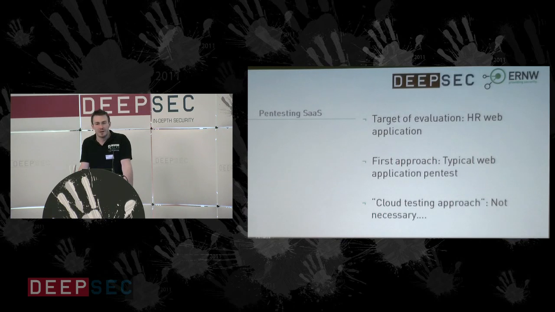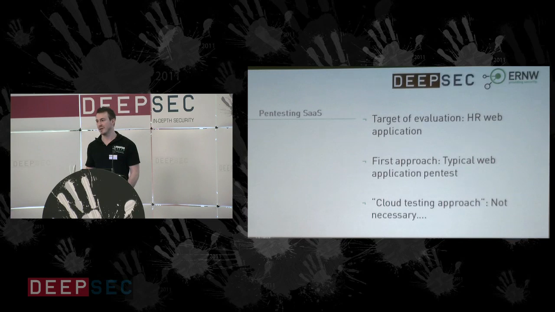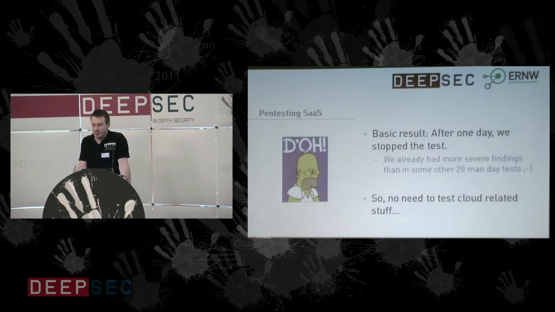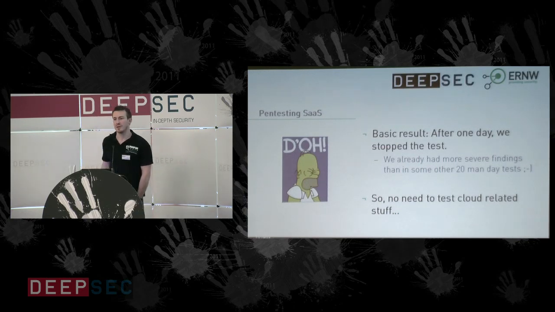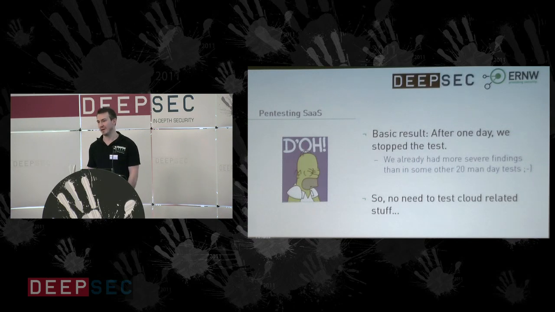So our penetration test had to be, of course, a typical web application pen test, including pen testing of the server infrastructure and pen testing the cloud infrastructure, like automatic scaling mechanisms, the management interfaces, the network separation, the separation from other customers. This would have been the second step of the test. So unfortunately, there was no need to perform cloud-based load testing. After 1 day, we stopped the test because we had more severe findings than in most other pen tests, which lasted 20 days or more. So there wasn't a need to perform any cloud-based testing.